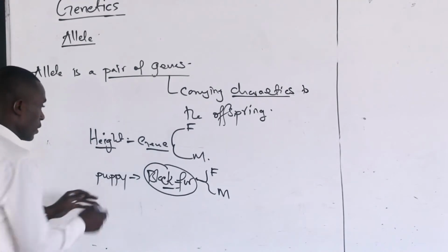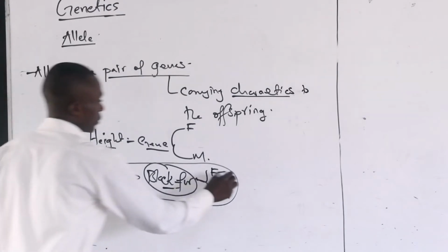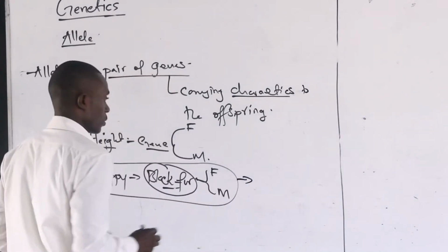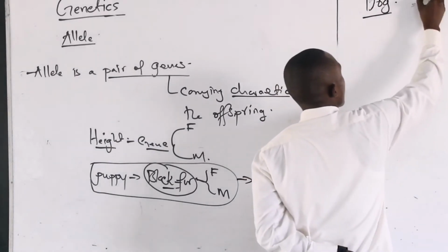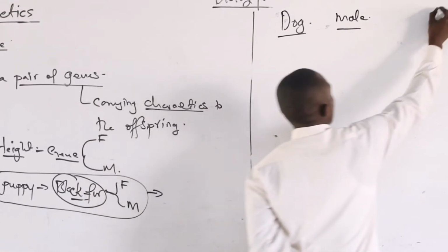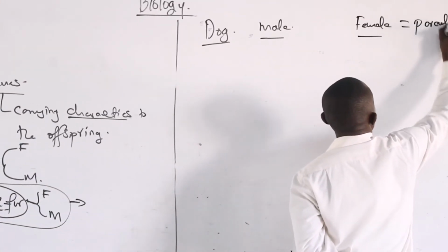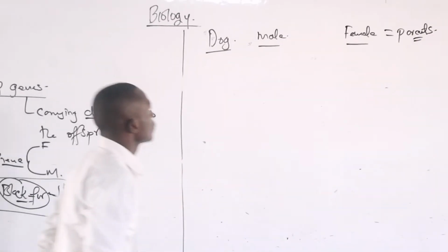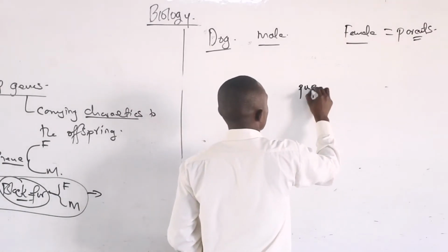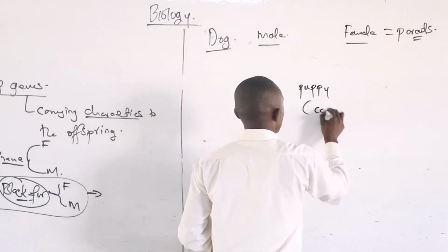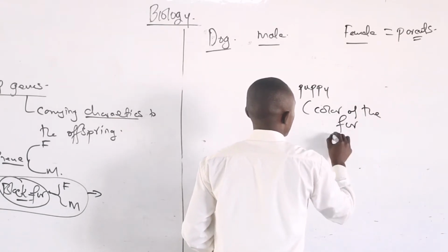For example, we can base on this example. Let's say we have a dog, where we have the male dog and the female dog. All of them are parents. And then we have here our puppy. The color of the fur is black.